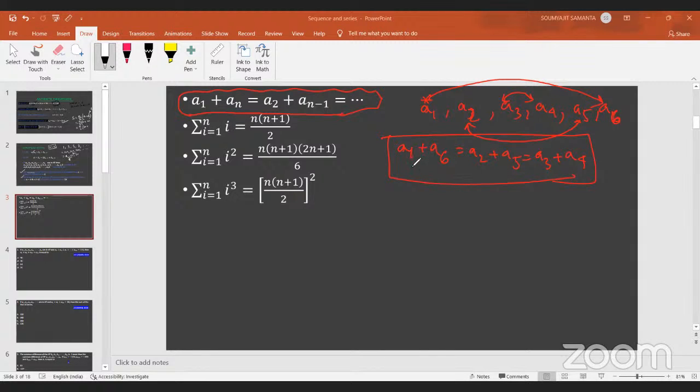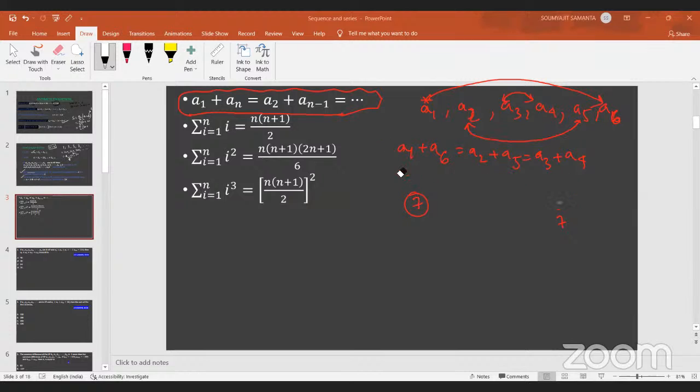How to select? See, the lower suffixes 1 and 6 sum up to 7. 2 and 5 add up to 7. 3 and 4 add up to 7. So if the lower suffix sum is the same, their sum in terms of the AP terms will be the same.